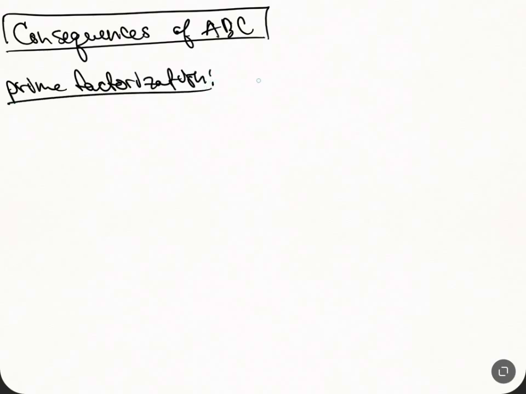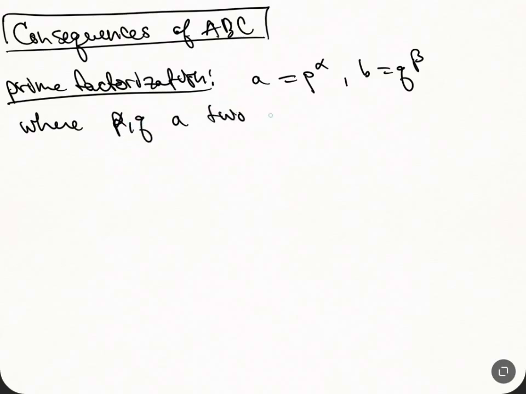So in this example, we're going to have A be p to the alpha and B be q to the beta, where p and q are coprime, two distinct primes. And then alpha and beta are just some natural numbers. So we're just looking at two prime powers here.